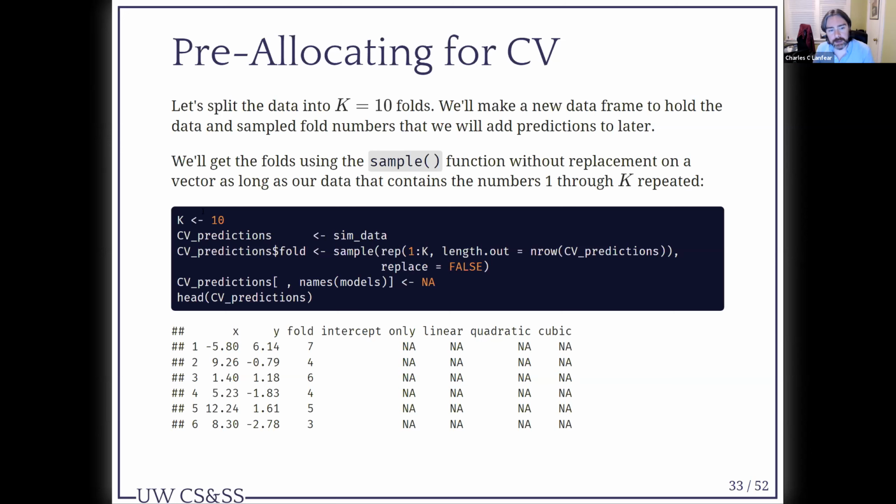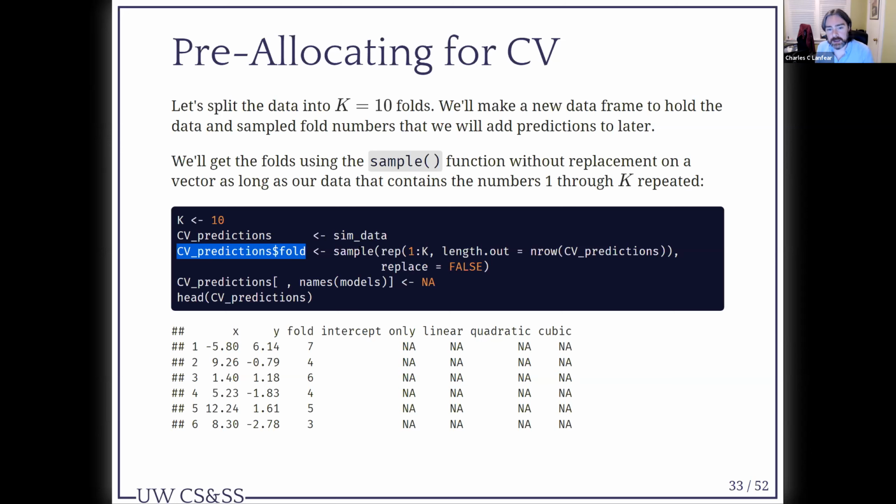You rather want to randomly draw. So what I'm going to do here is say, I want to run cross-validation with 10 folds. I'm going to write this constant here, K, which sets in all the other things we run that we're doing 10 folds. I then say I want to create a data frame out of my sim data, CV predictions. I'm just going to copy my original data to a new data frame and add some stuff to it. Then I create a new column called fold.